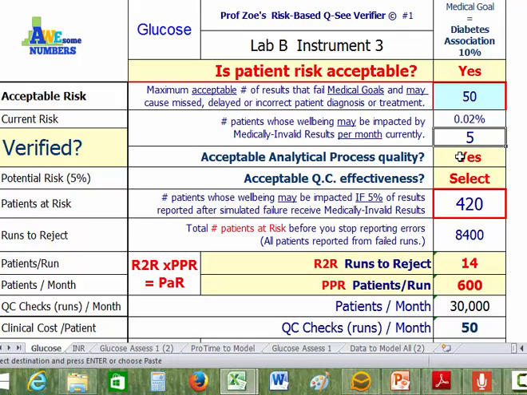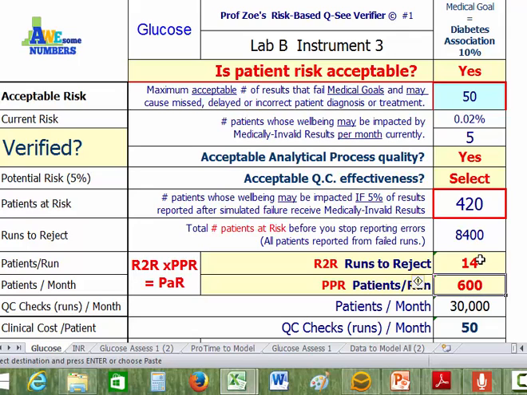Is the analytical process quality acceptable now? Yes. Is the QC process acceptable? Oh my goodness, what went on here? If this method failed, 420 patients would be exposed to medically invalid results. That's from the 8,400 reported, because it would take 14 runs at 600 patients per run to detect a medically significant error in this lab. How does that happen? That happens with ineffective quality control design.